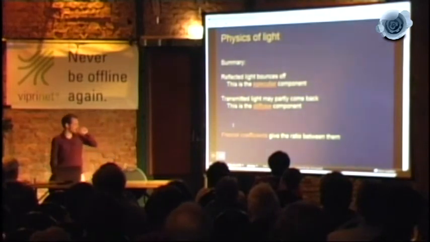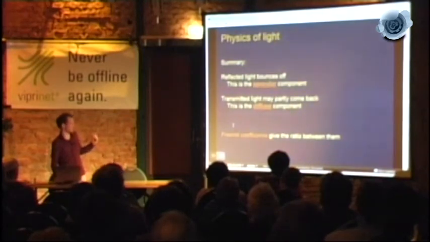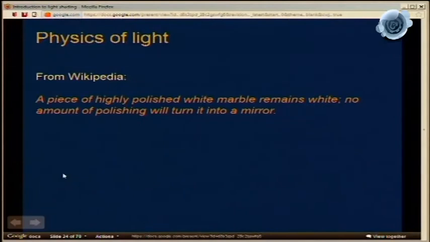And it's so different that Wikipedia has a very nice quote that I find very striking. It says, "A piece of highly polished white marble remains white. No amount of polishing will turn it into a mirror." And this makes completely obvious the fact that diffuse and specular are completely different. You have a piece of marble, you can polish it as much as you want, it's not going to be a mirror. But what happens on the other end?